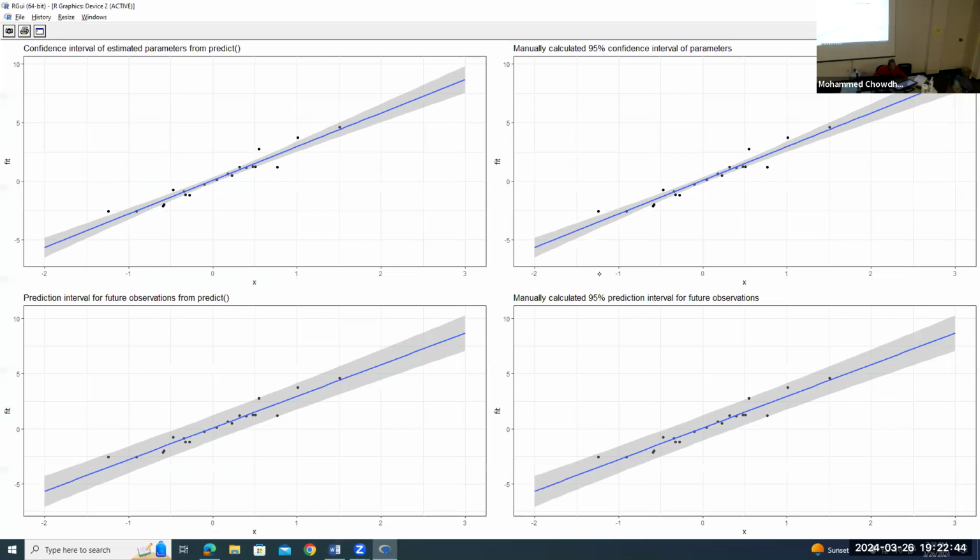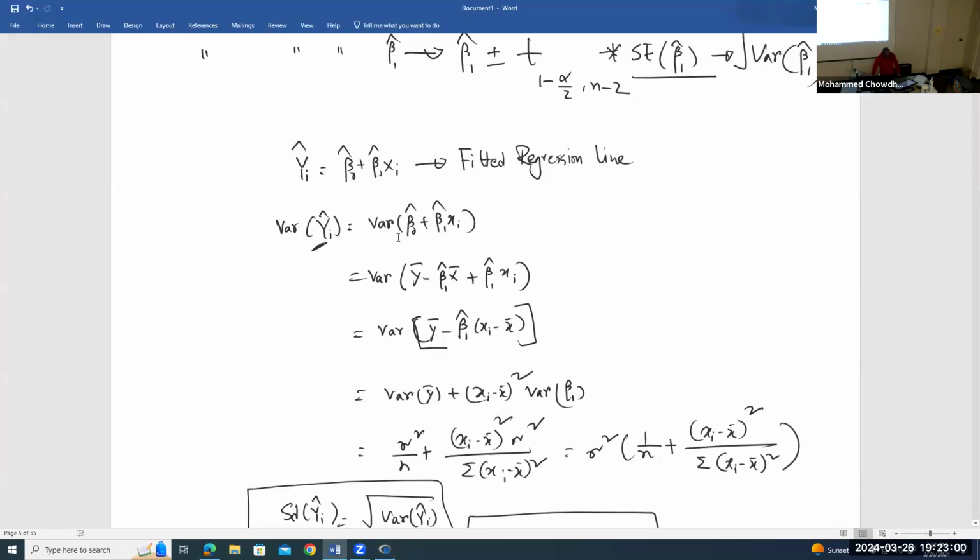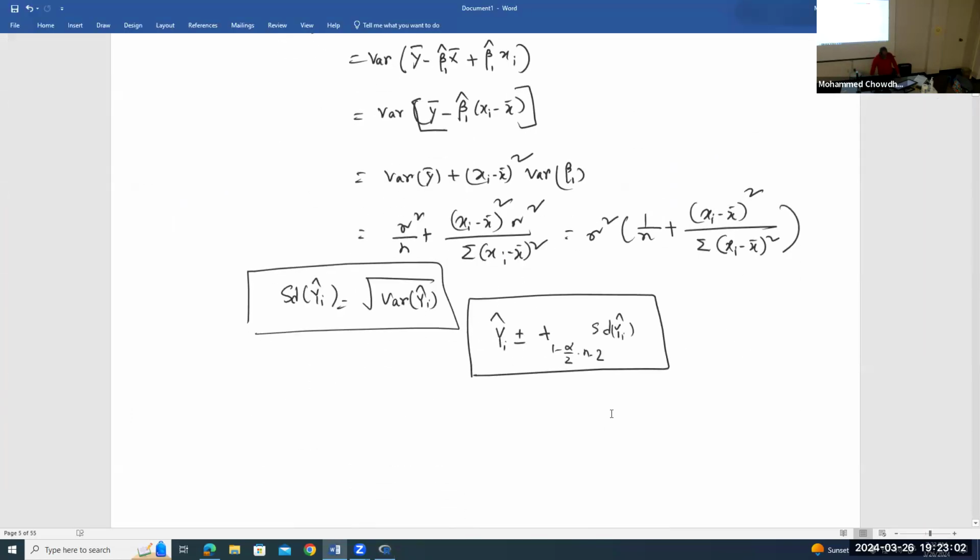This is okay. Plus minus: this is the plus, this is the minus. The shaded line at the bottom, the shaded line at the top. Okay. That is the confidence interval formula.